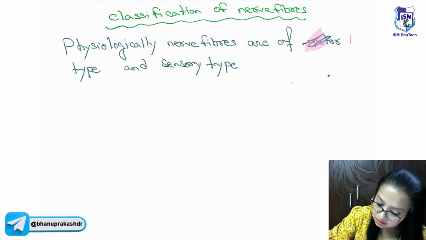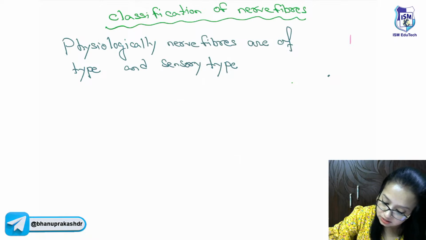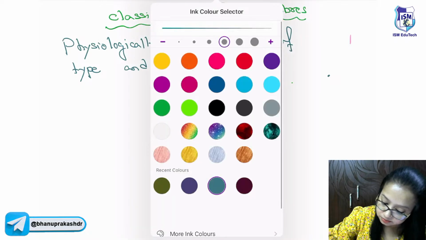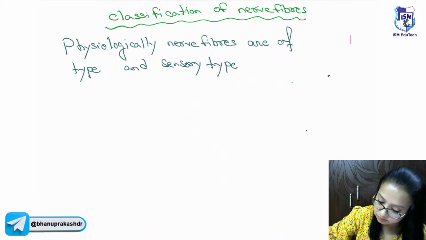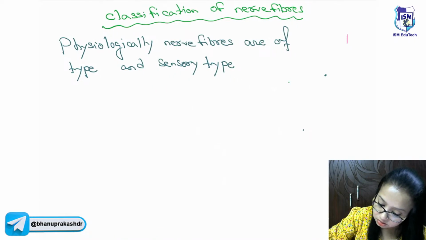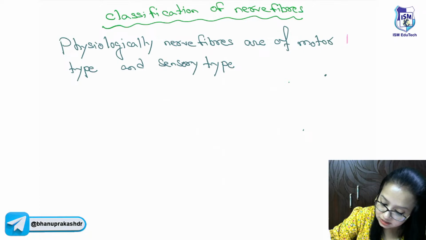Sorry, I have scribbled it by mistake. I'm writing it again. So, what do we mean by motor type and sensory type?